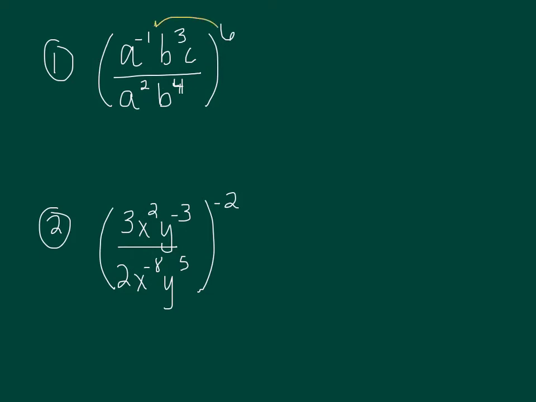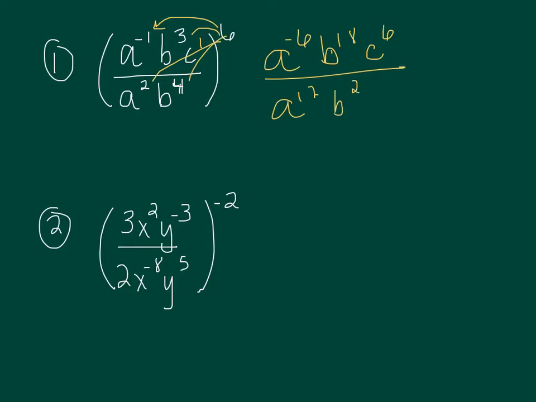So we have a to the negative 6, b to the 3rd to the 6th is b to the 18th, and remember c is still there, so c to the 6th is c to the 6th. Right, now the denominator, a to the 2nd to the 6th is a to the 12th, and then b to the 4th to the 6th is b to the 24th.